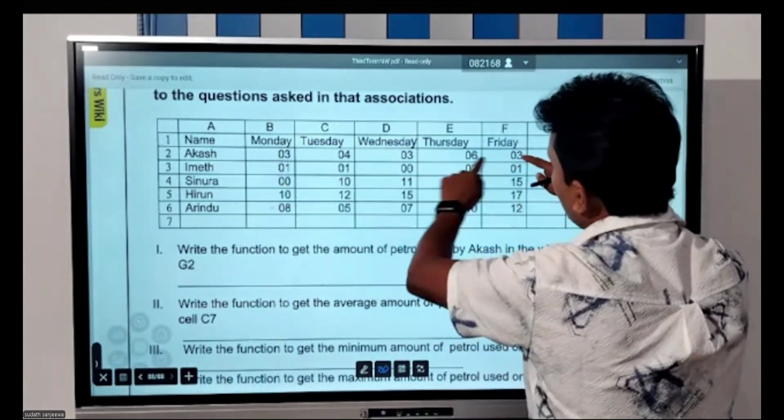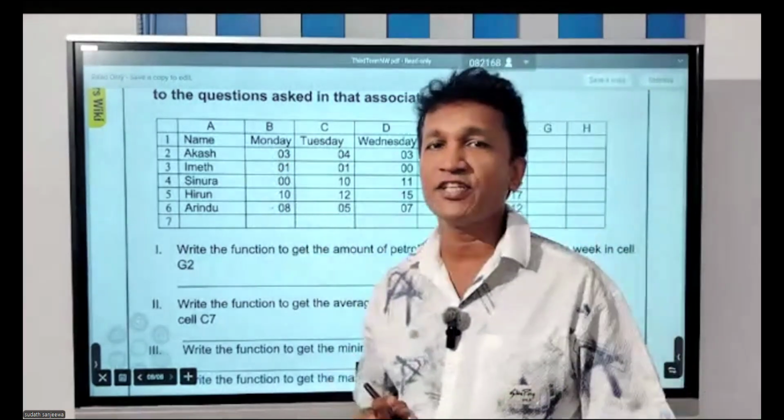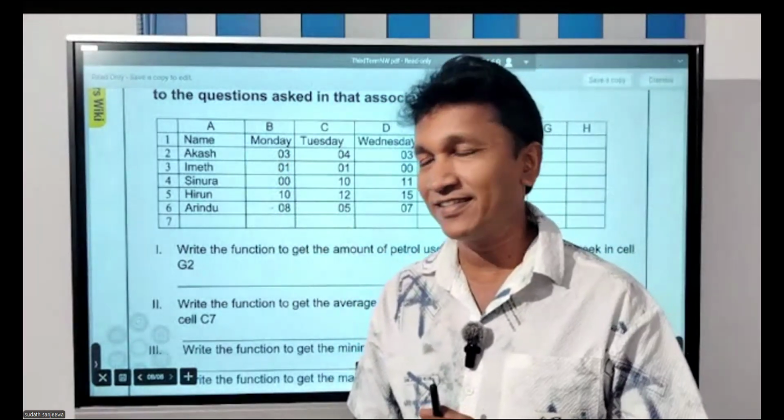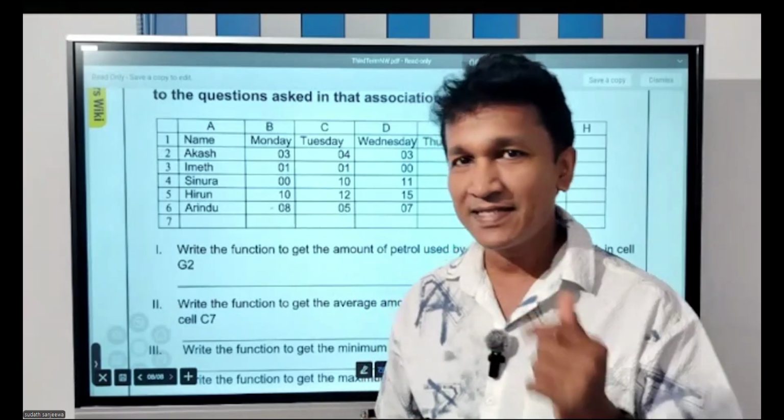We have to get the total of this range. How to get the total from a function? What is the function to get the total? Equal sum. Sum. Yes.